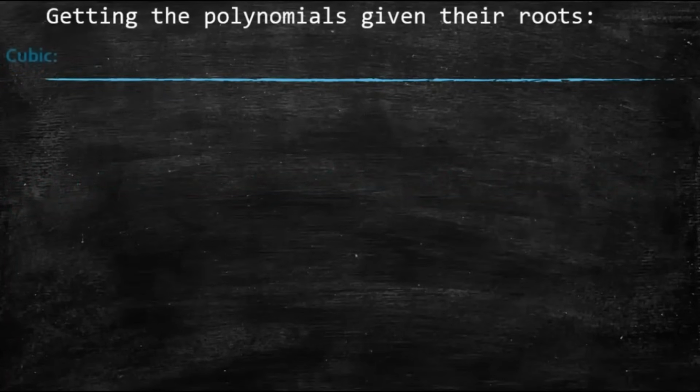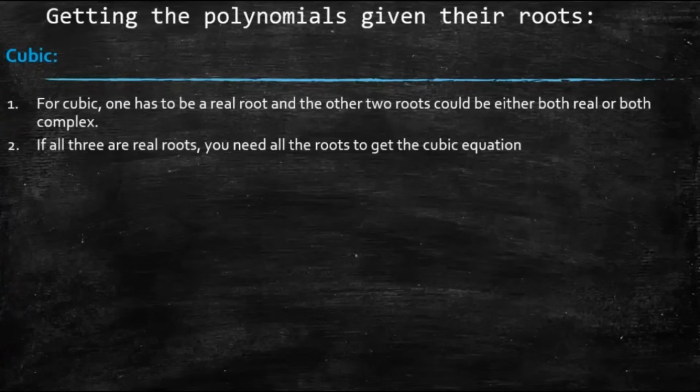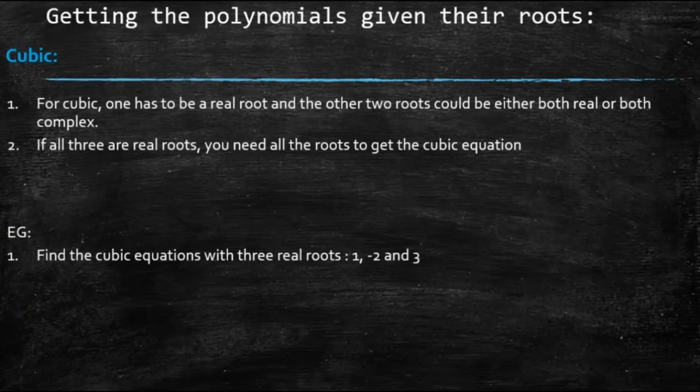Next, what if it's a cubic? You are supposed to find a cubic. So what are the characteristics of a cubic? A cubic can have one real root and two complex roots, or all three real roots. If all three are real roots, you need to be given all three real roots in order to find them, like this: 1, minus 3, and minus 2 and 3. So your cubic would look like this, right? And you can simplify this.